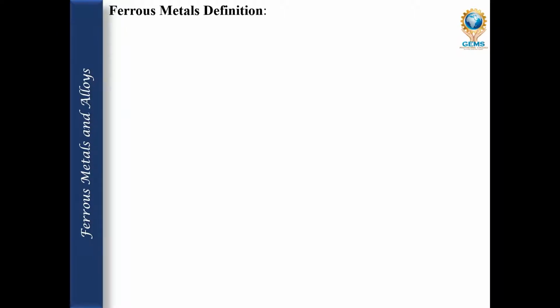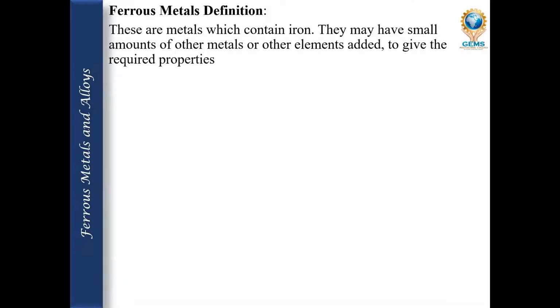Ferrous metal definition. These are the metals which contain iron. They may have a small amount of other metals or other elements added to give the required properties. That means ferrous metal is basically a metal whose composition is mostly iron, and only a little bit of other elements will be present. So that is called a ferrous metal.